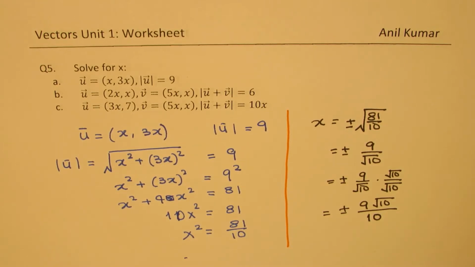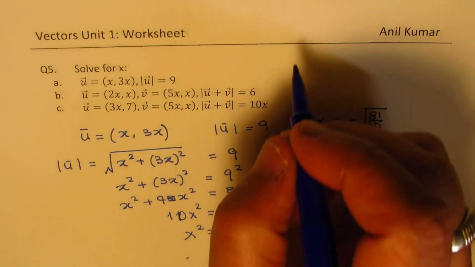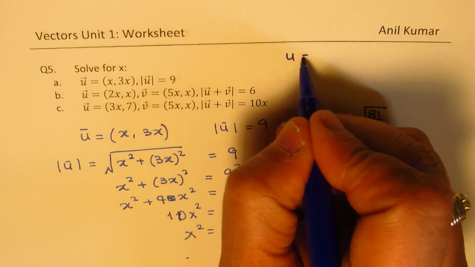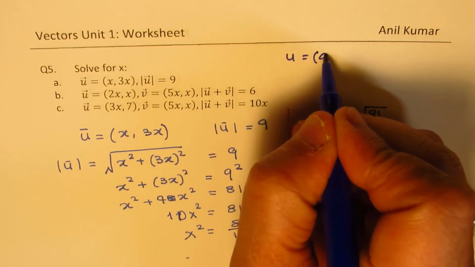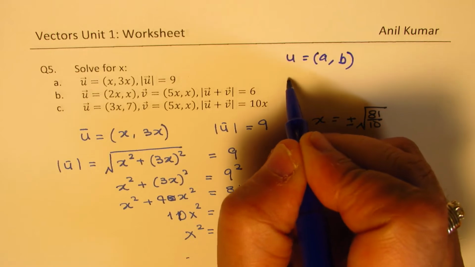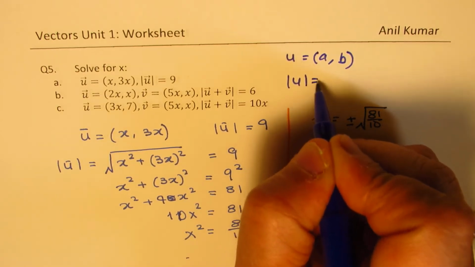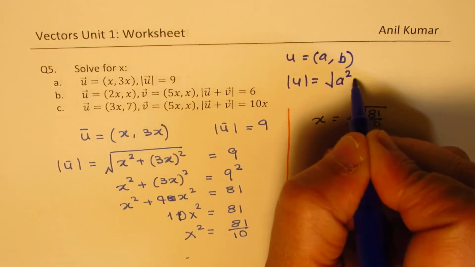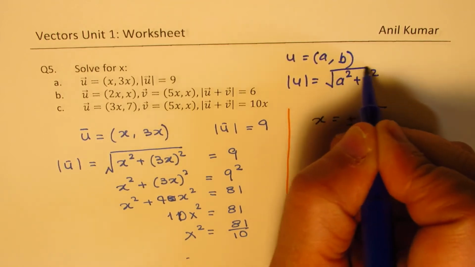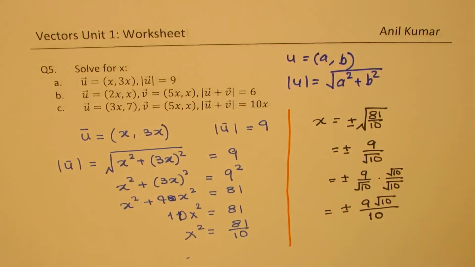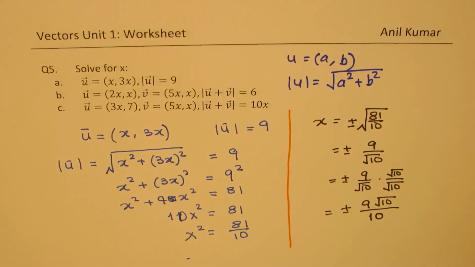So the basic concept which we have used here is that if the vector u is a, b, then the magnitude of vector u is the square root of a squared plus b squared, correct? Now let's take up part B of this particular question.